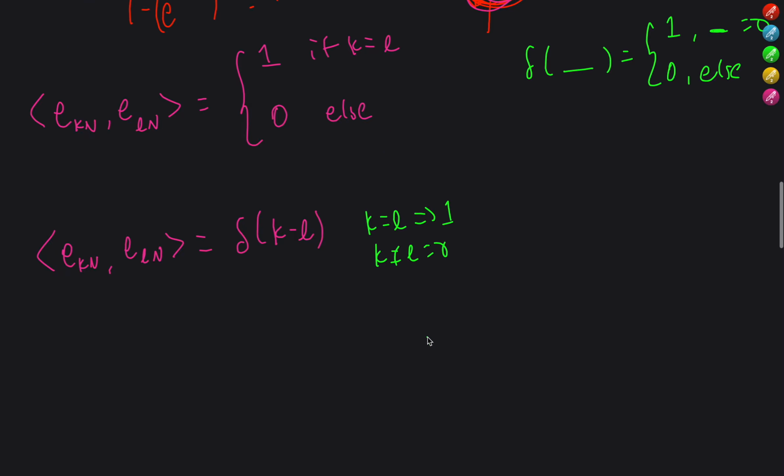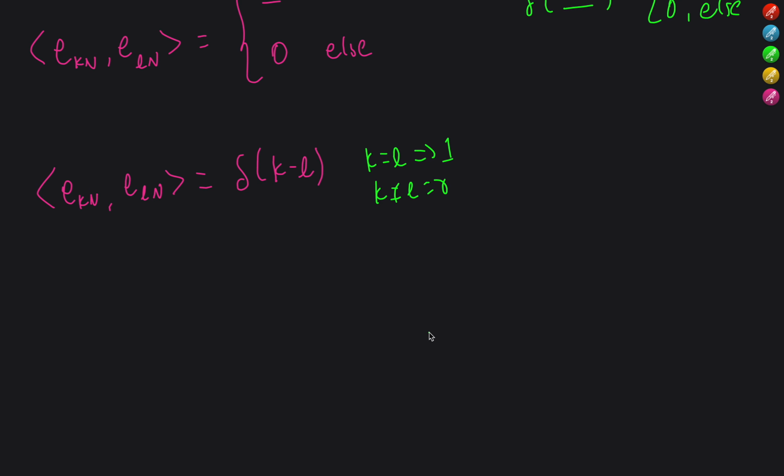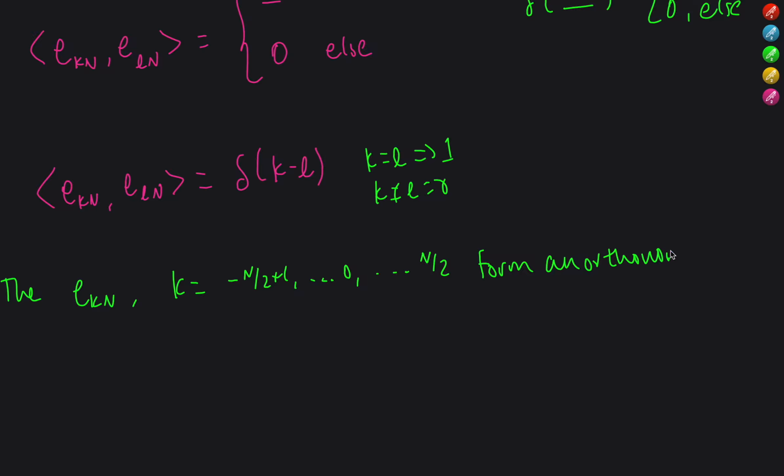So all that, what's the big deal? Well, what we've shown is that the complex exponentials ekn, if we take k to be those important n frequencies, so negative n over 2 plus 1, all the way up to 0, all the way up to n over 2, they form what we call an orthonormal basis of the signal space.